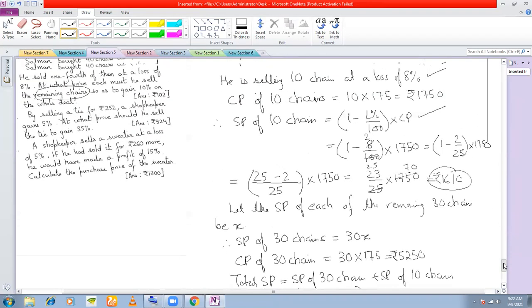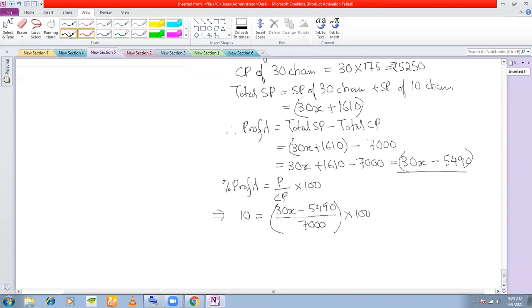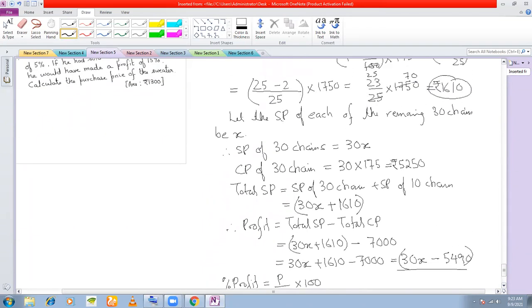Sir, but where have we mentioned that we are gaining a profit of 10% in this sum? Here in the problem it is given to gain 10%. No, you have to solve this equation to get the value of x. Sir, the question is given, at what price did we sell one chair to get the 10% profit? Yes. So that is why I've said let the selling price of each of the remaining 30 chairs be x. Sir, I have not done it this way.